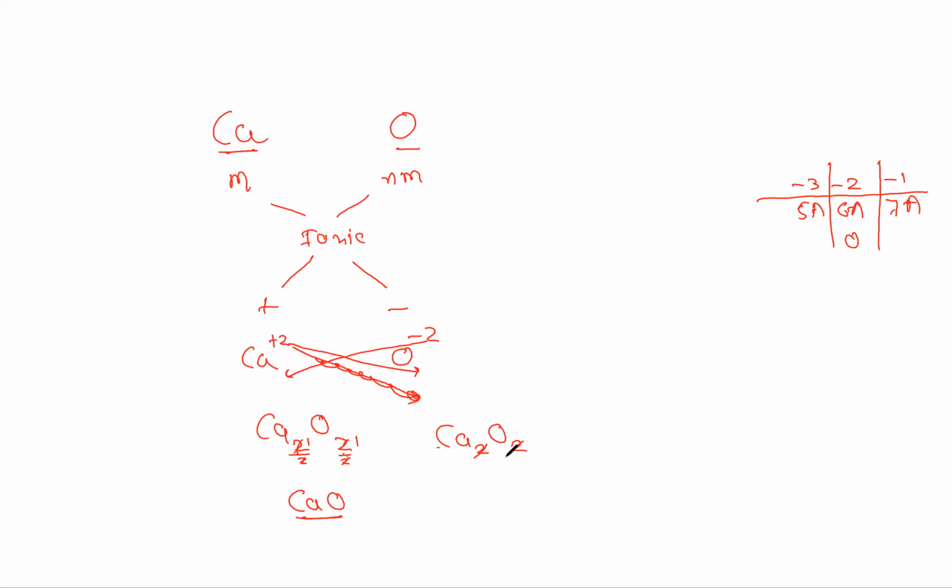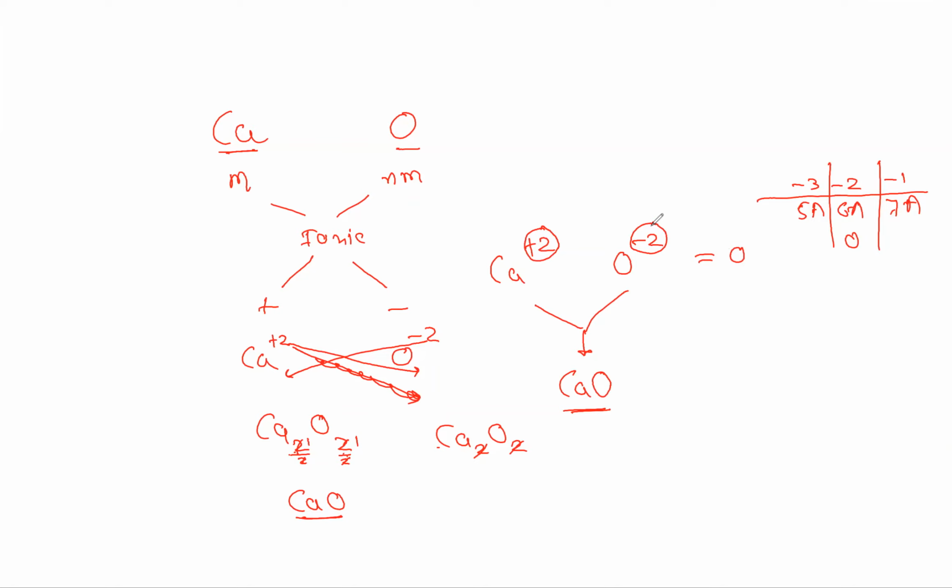Another way to explain this is, you can also do this: Ca +2, O -2. When you write the two ions together as a chemical formula, the intention is to have a total charge equal to 0. What do you see as the charge here? +2. What do you see as a charge here? -2. So +2 minus 2 would be 0, right? Yes, the total charge is 0.